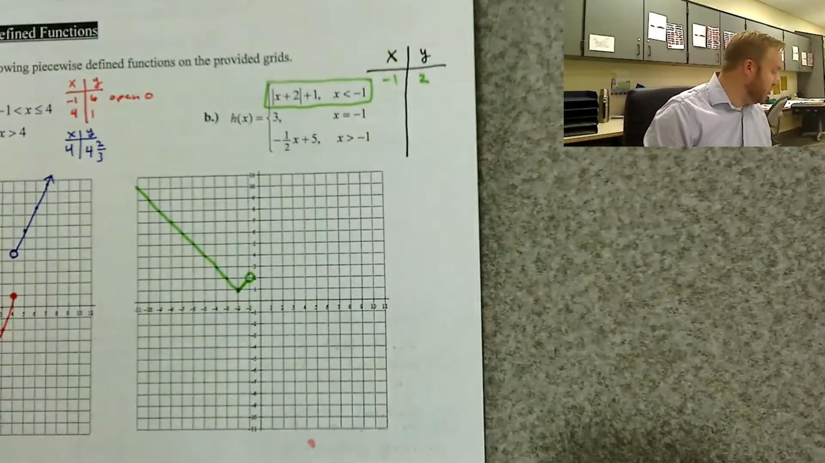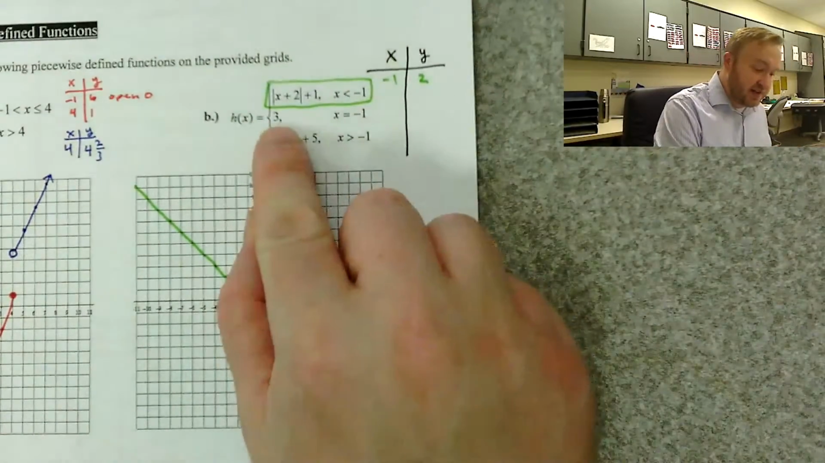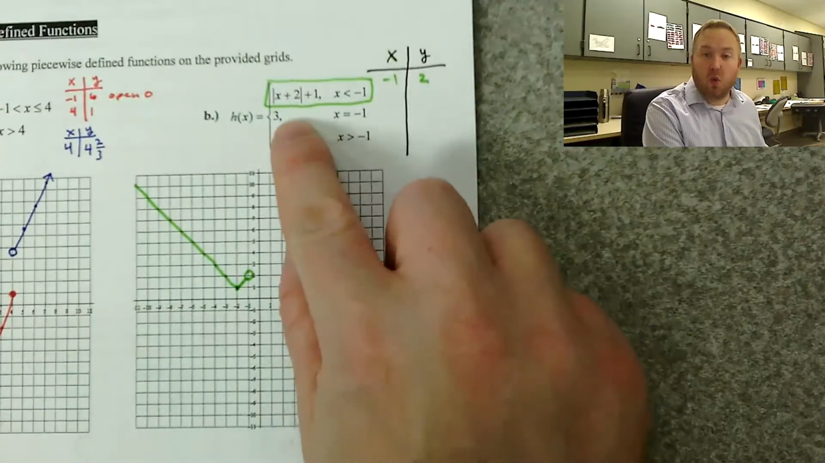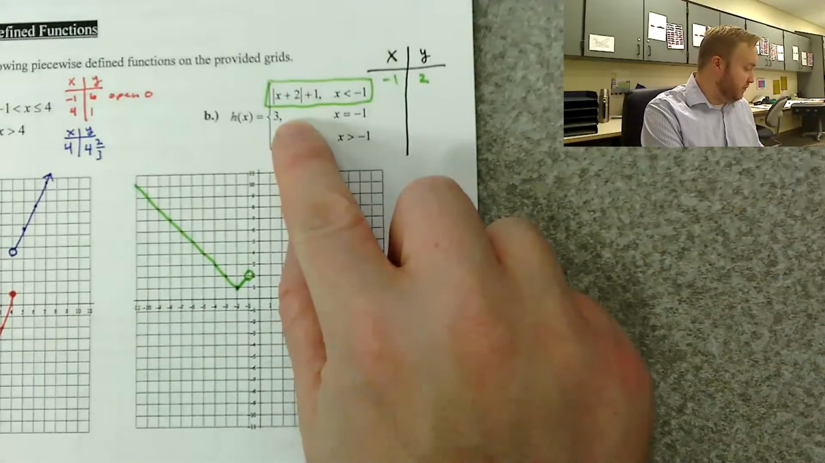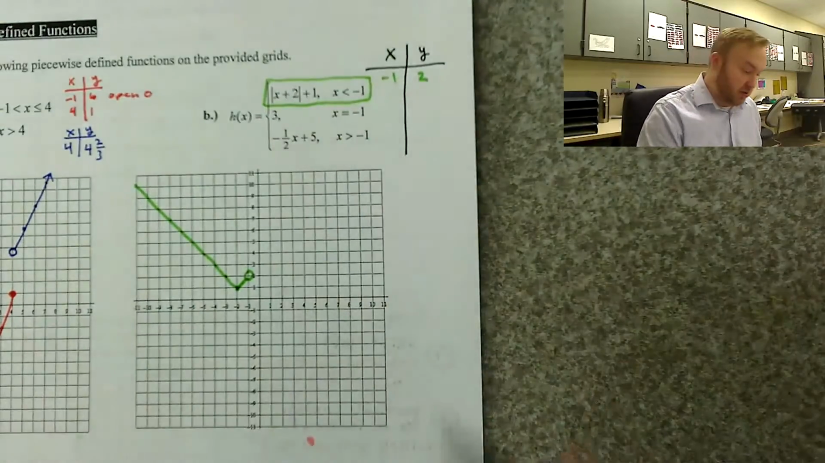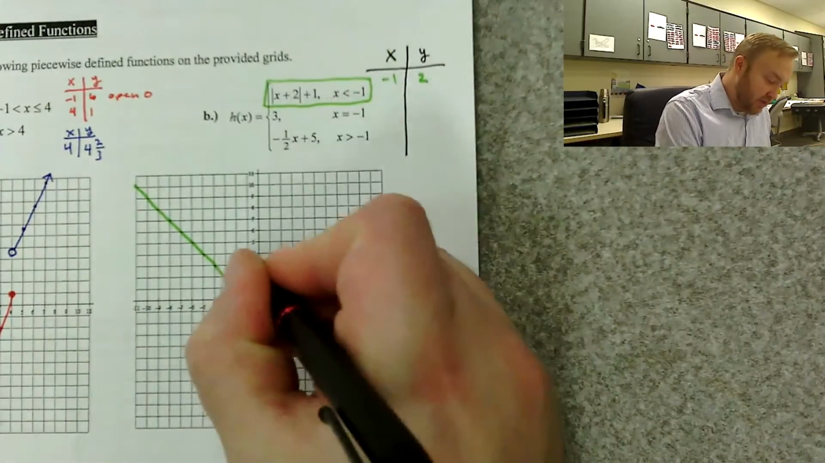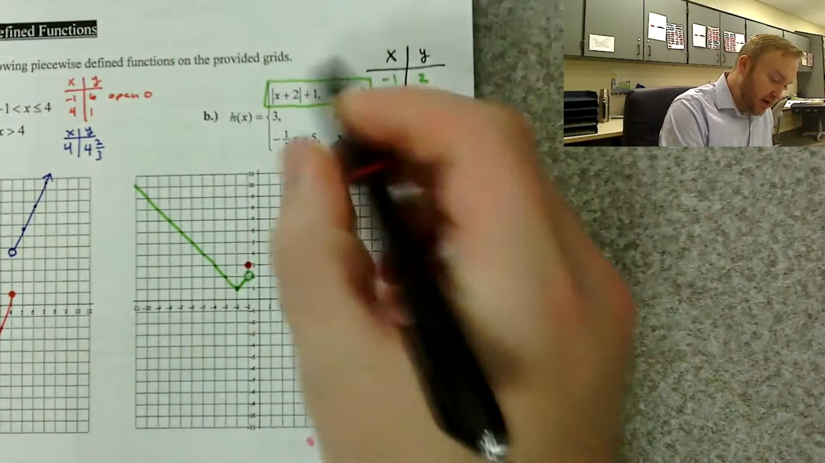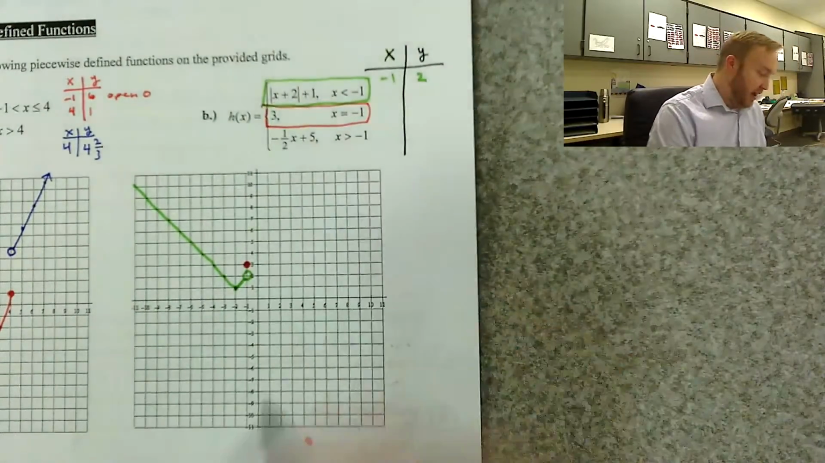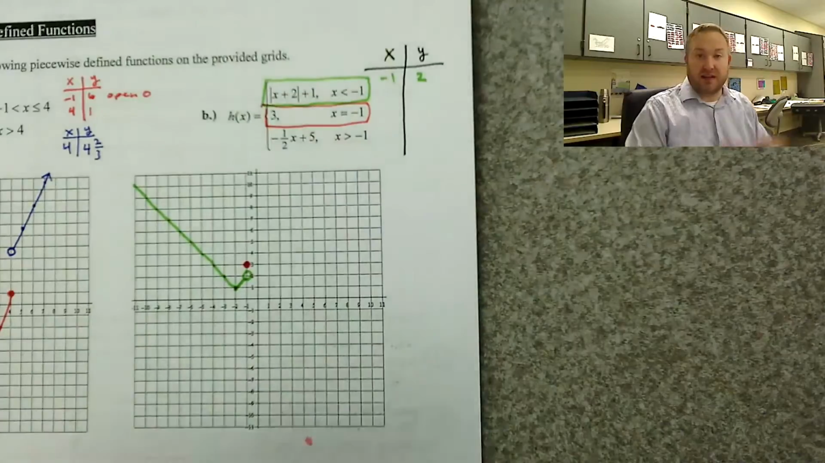For this middle part, it says when x is equal to -1, y is equal to 3. So when x is -1, y is 3. So we're just going to have a point there at -1, 3, and I did that in red. That's just a single point.